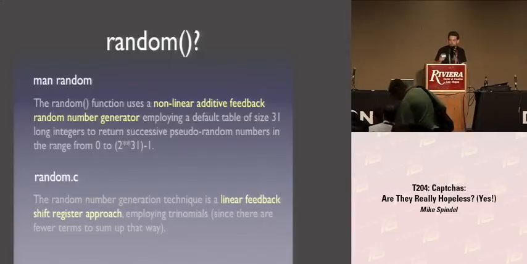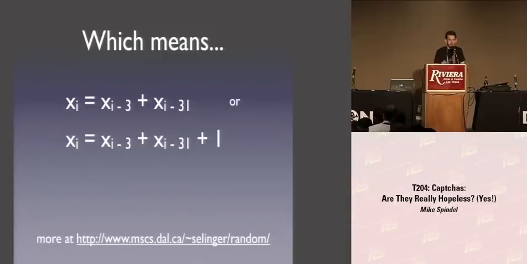Now, you might think that random is a little bit better if you look to the man page. It says something fancy about a nonlinear additive feedback generator. Maybe that's doing something pretty cool. But this is another one of those cases where the people who are writing the documentation don't actually know what's going on. If you look at the source, it turns out it's just a linear feedback system, which really means that any individual number is the sum of a couple previous numbers, maybe plus 1.